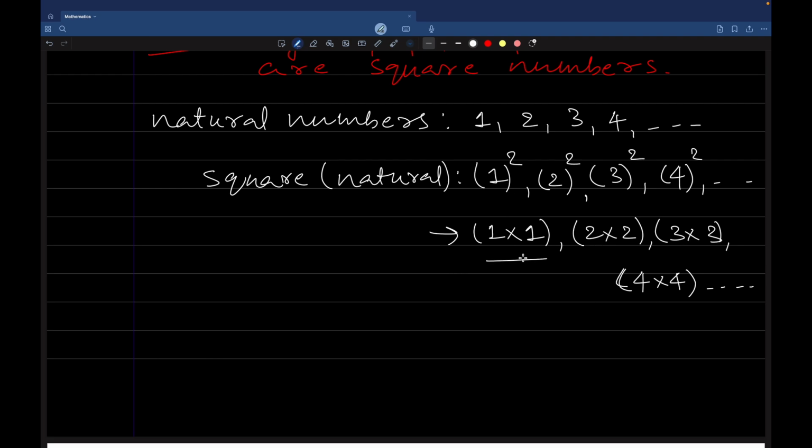But if we observe here, these are in 2 dimensions, x and y. Hence they are called square numbers. And also these are the product of the same number, that is 1 into 1, multiplying the same number twice.